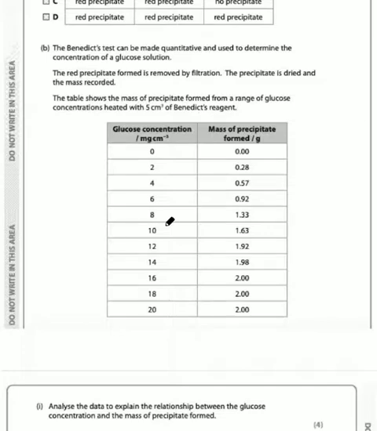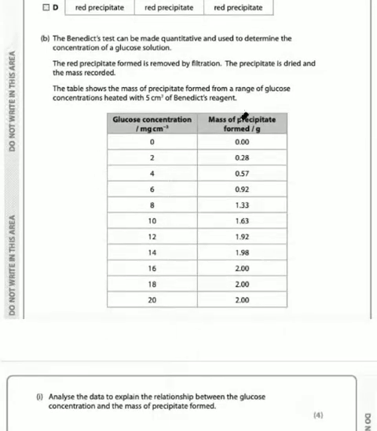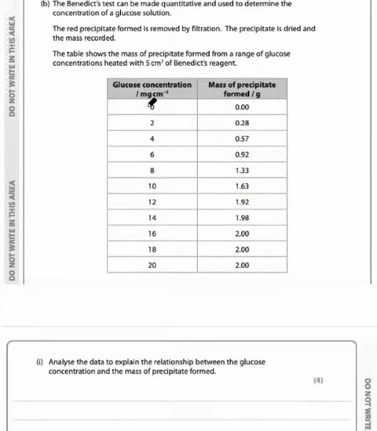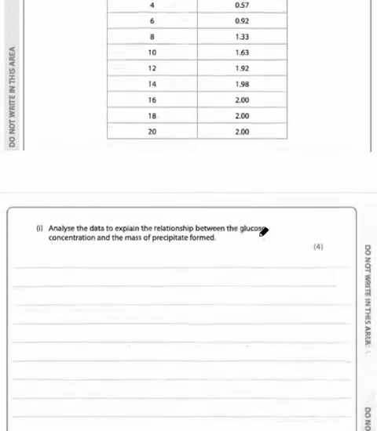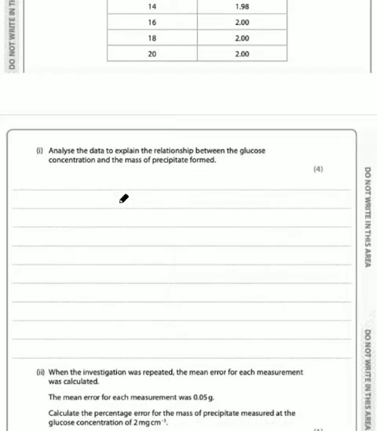Benedict's reagent. Right, so at first glance we can see that as we're increasing the concentration of glucose, the more precipitate is being formed. However, we can see over here that as soon as we reach 16 milligrams per centimeters cubed, the mass of precipitate stays the same. So, analyze the data to explain the relationship between the glucose concentration and the mass of precipitate formed.